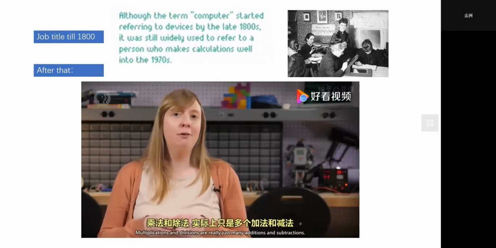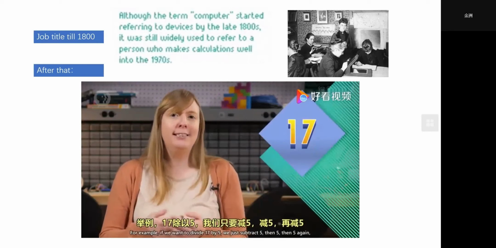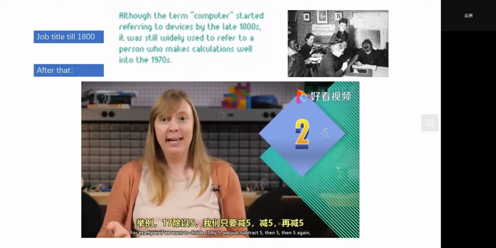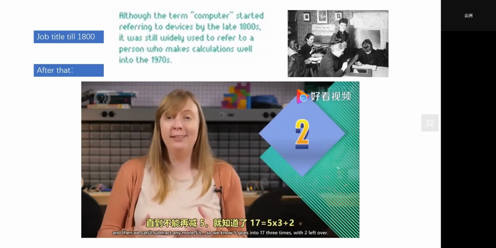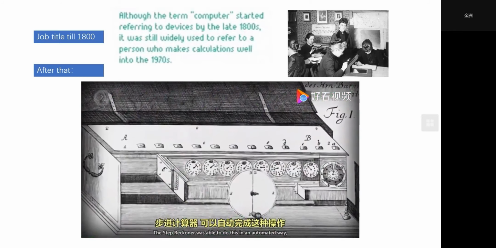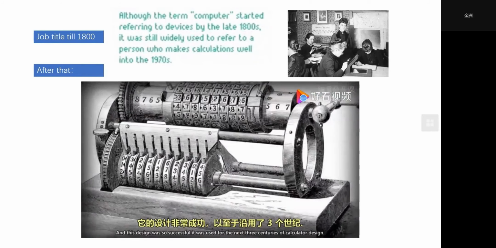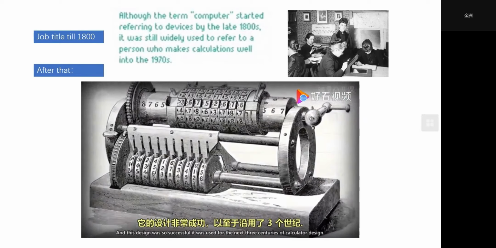Multiplications and divisions are really just many additions and subtractions. For example, if we want to divide 17 by 5, we just subtract 5, then 5 again, and then we can't subtract any more 5s. So we know 5 goes into 17 3 times, with 2 left over. The step reckoner was able to do this in an automated way, and was the first machine that could do all 4 of these operations. And this design was so successful, it was used for the next 3 centuries of calculator design.